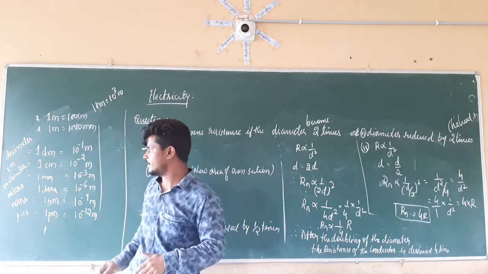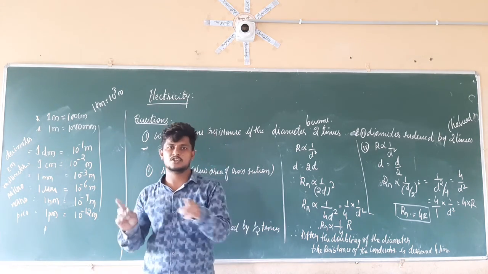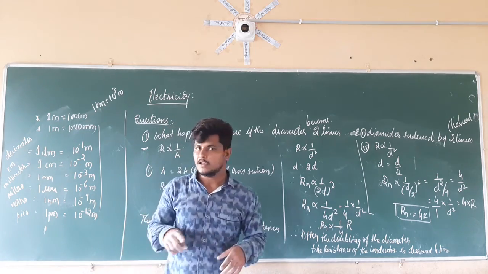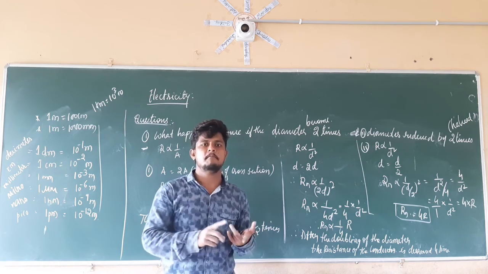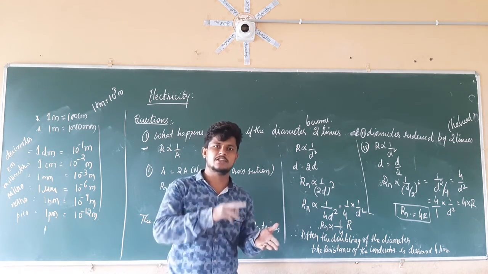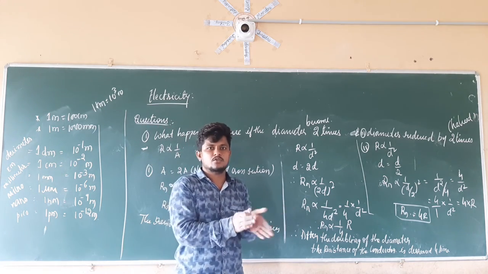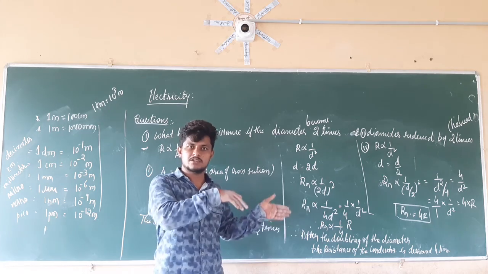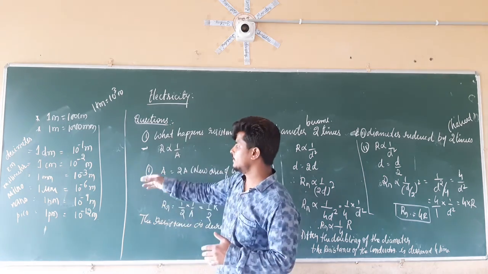While calculating, if in the problem statement we are given 1 centimeter, you have to take it as 1 into 10 raised to minus 2 meters. If they give 1 decimeter, take it as 1 into 10 raised to minus 1 meters. If given 1 millimeter, take it as 1 into 10 raised to minus 3 meters, so that we calculate accurately. The value we get should be accurate. So remember these values.